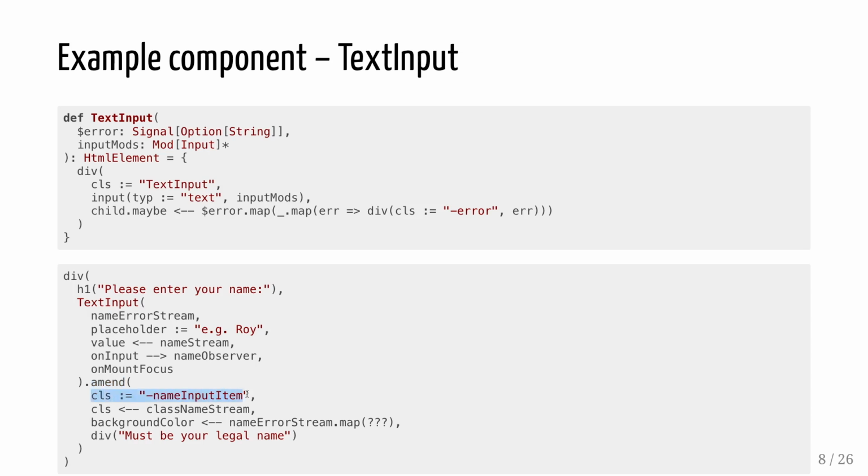We're applying a different class. That's a bit confusing because this div already has a class name defined in the component. Wouldn't that override it? Speaking of which, wouldn't this stream of class names override either of those? And the answer to that is in Laminar. Laminar is aware that class name is a composite attribute.